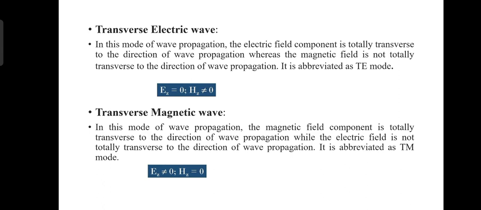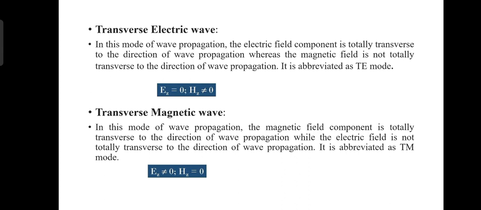Transverse electric wave. In this mode of wave propagation, the electric field component is totally transverse to the direction of wave propagation, whereas the magnetic field is not totally transverse to the direction of wave propagation. It is abbreviated as TE mode. Ez is equal to 0 and Hz is not equal to 0.